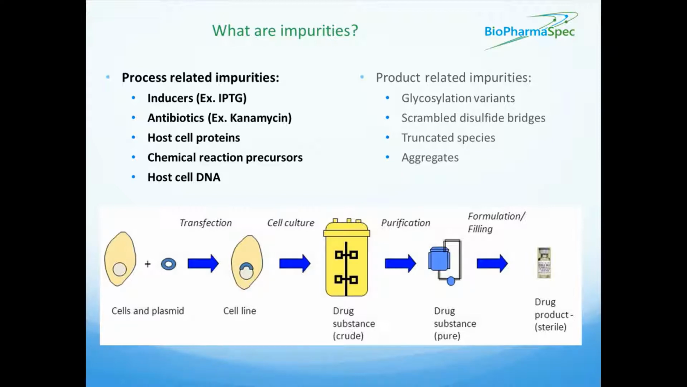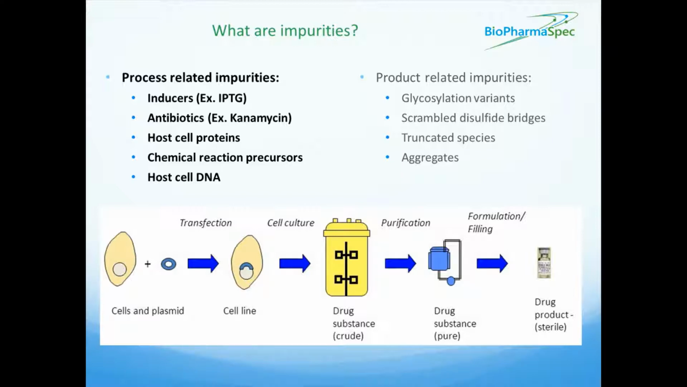Impurities are unwanted substances present in the drug that fall into one of two specific categories, product or process related. Product related impurities result from modification to the product itself, and I list a few examples here. Now, while these are really important to test for, today's discussion is going to center around process related impurities.